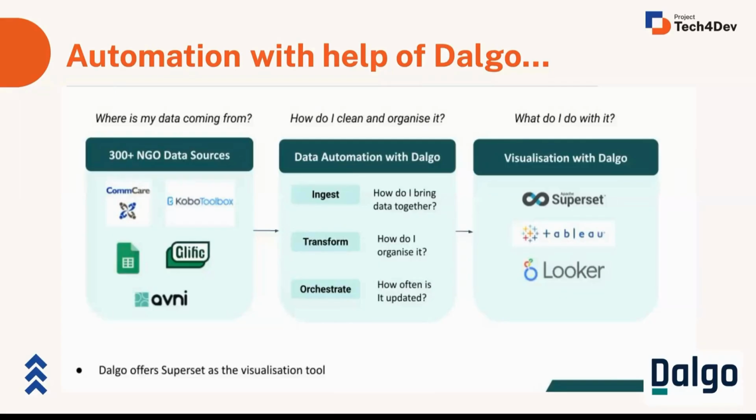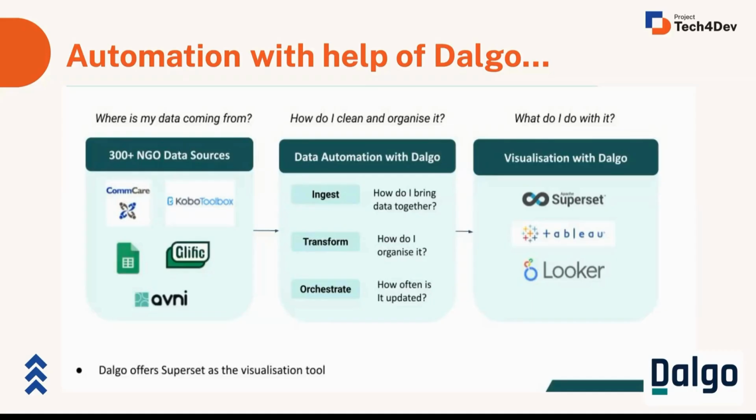So then we at Dalgo have built a platform which is very NGO-centric and currently helps you to collect data from all those sources. Those sources can be any and many, and we have currently built 300-plus data connectors for connecting with different tools like Comcare, Kobo, which you were talking about, SurveyCTO, Google Sheets, Avni, Glific, etc., and then use that data to help create models and tables that would be used for analysis.